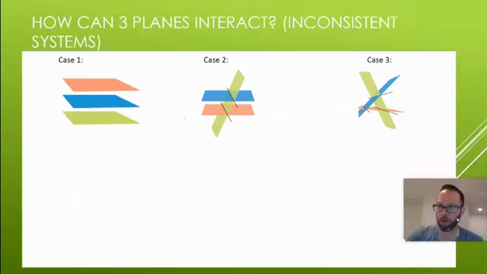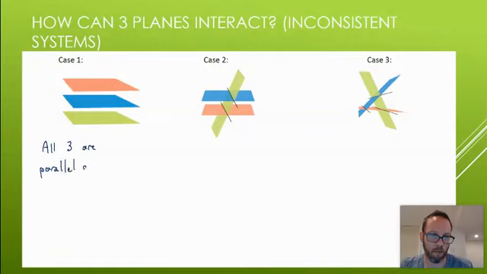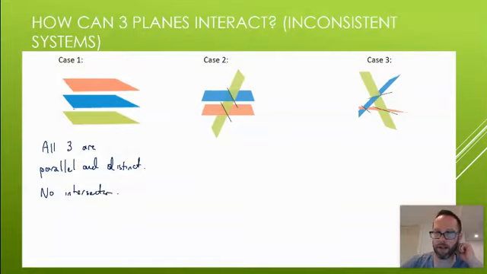So these are the three cases where you have three planes and they don't meet. The first case is that all three are parallel and distinct. And there is no intersection. And you guys know how to see this. You put all three in Cartesian form, check the d values. It's pretty easy to see.